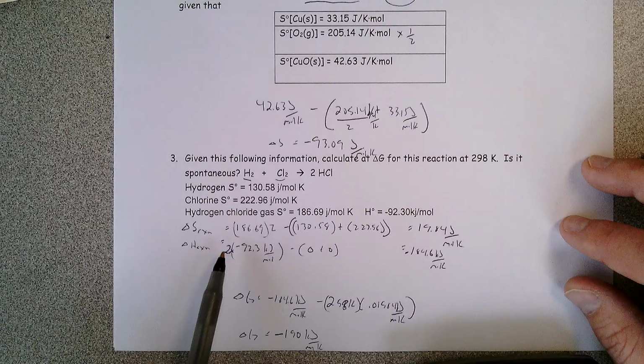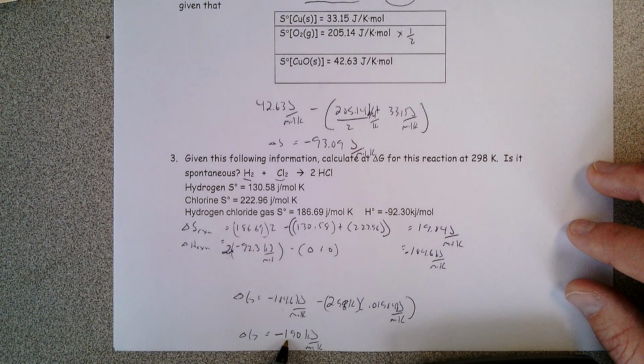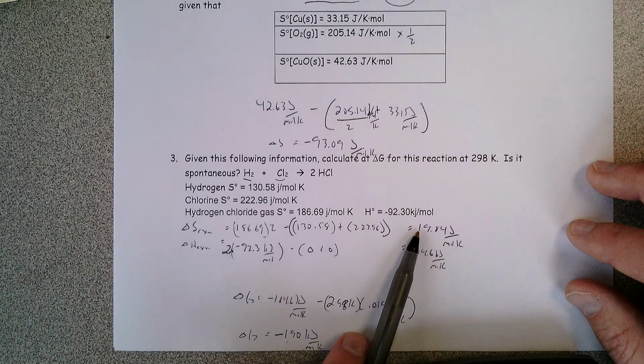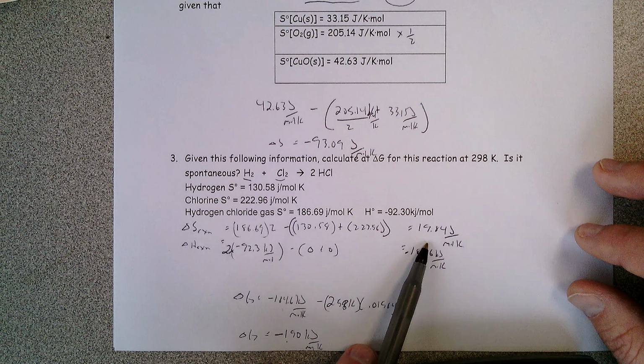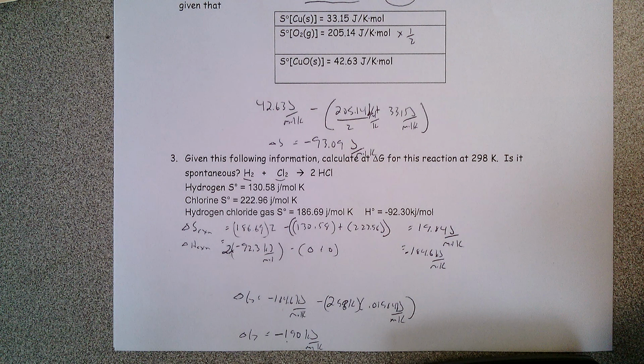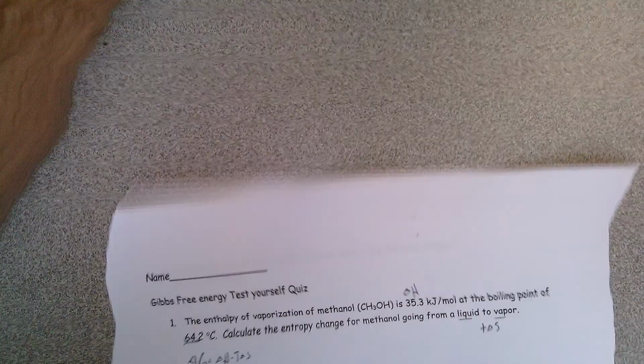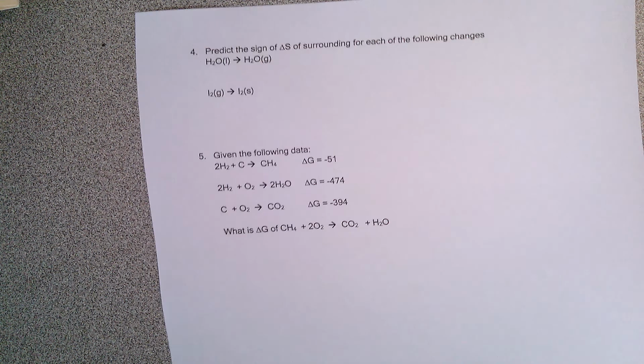And then they said, is it spontaneous? Yes, it is spontaneous. It has a negative delta G, so it is spontaneous. In fact, it's exothermic and becoming more disordered. So barely, but it is becoming more disordered. So this would be spontaneous all the time, right? At all temperatures. Doesn't mean it would happen quickly, but it would be spontaneous, right? So we look at the last couple here.